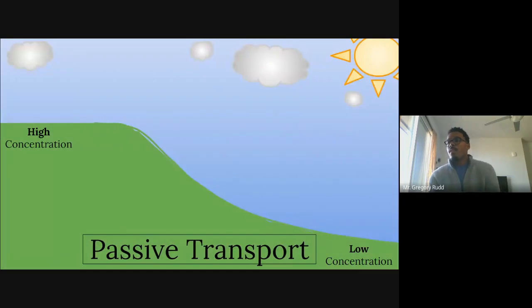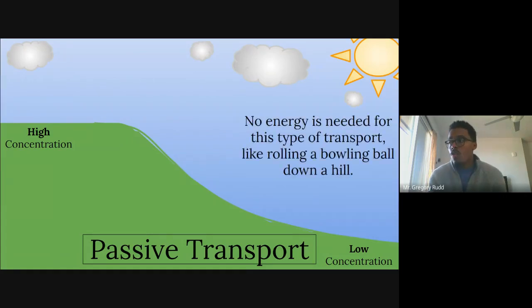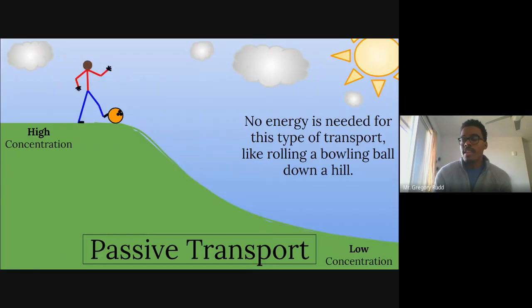But in general, passive transport, like I said, is like rolling down a hill, or like rolling a bowling ball down a hill. It does not require any energy. So let's say you've got your bowling ball and you want to measure how quickly it can get down the hill. All you need to do at the top of that hill is give it a little bit of a nudge, and the ball is going to be moved by gravity through the rest of the process.